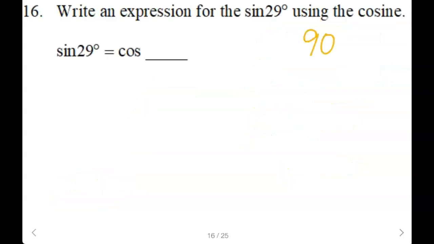All right, the sine of an angle and the cosine of its complement are the same, so subtract from 90 and we get 61.